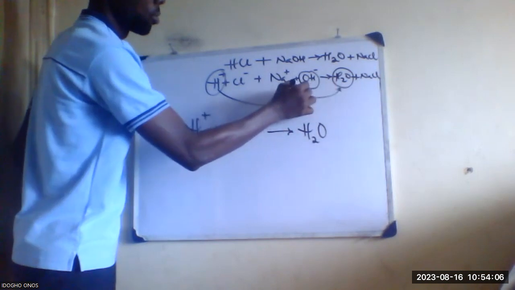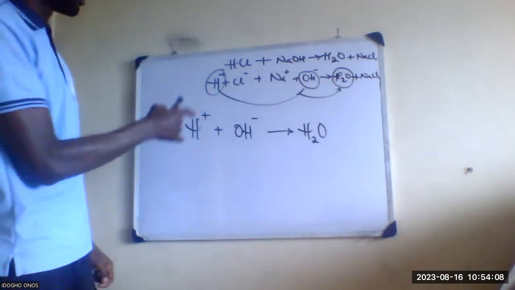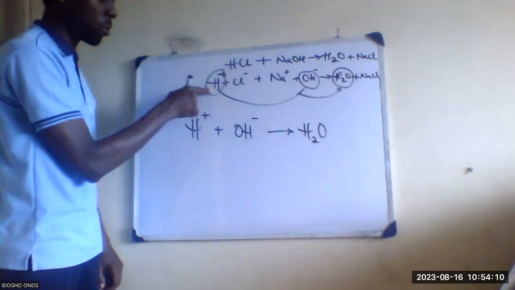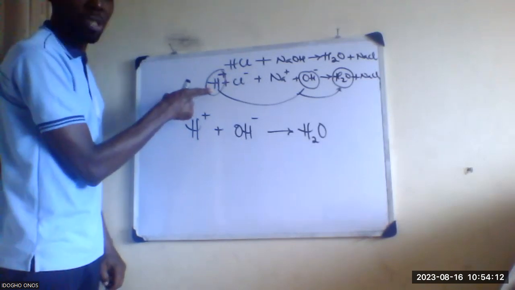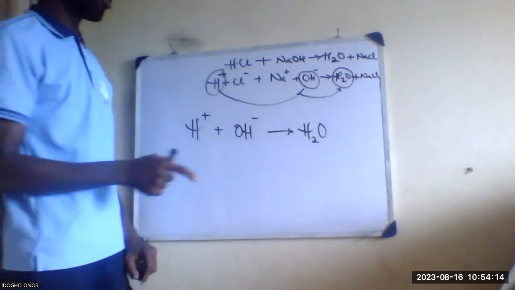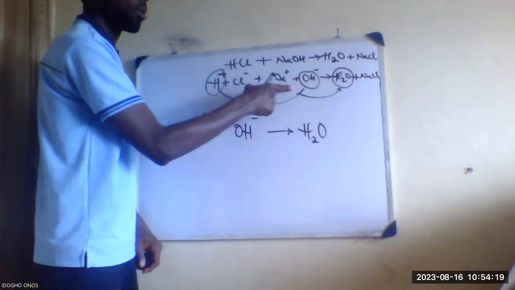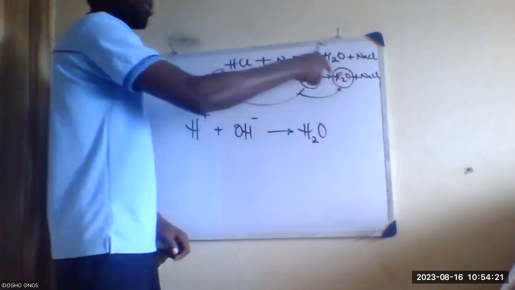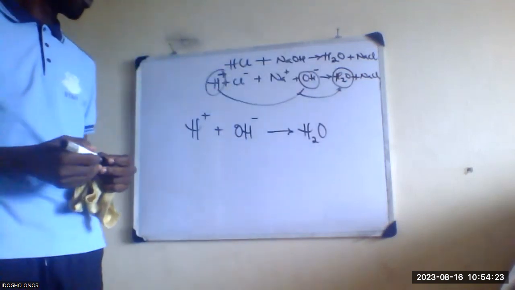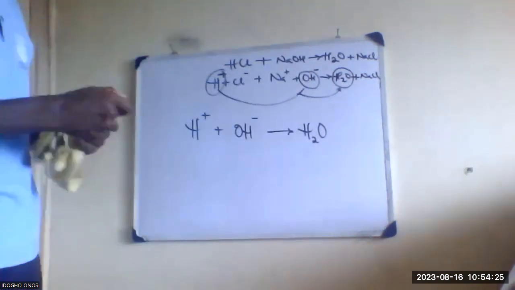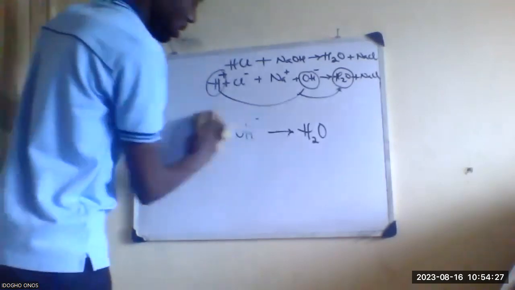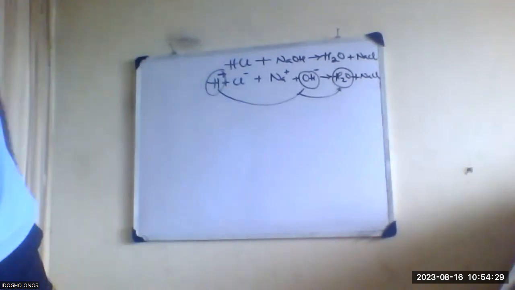So that is why we say it is the heat released when 1 mole of hydrogen ion from the acid, which is this one, reacts with 1 mole of hydroxide ion, which is this, from the base, to give you 1 mole of water, which is this H2O you are seeing here. Did you get it? Yes, I got it.